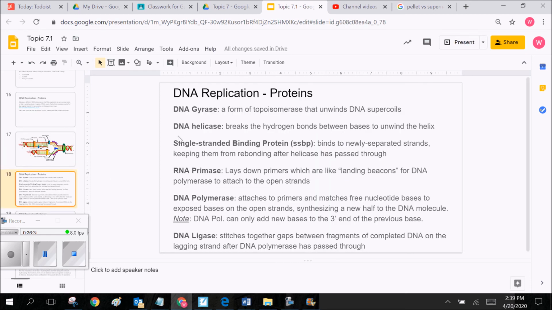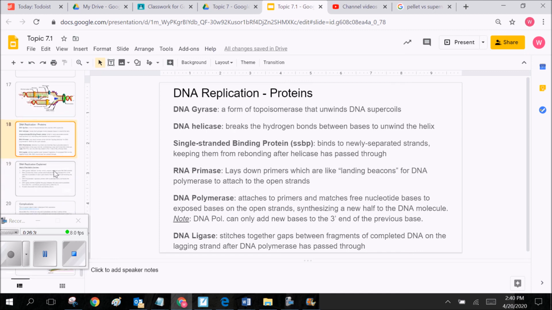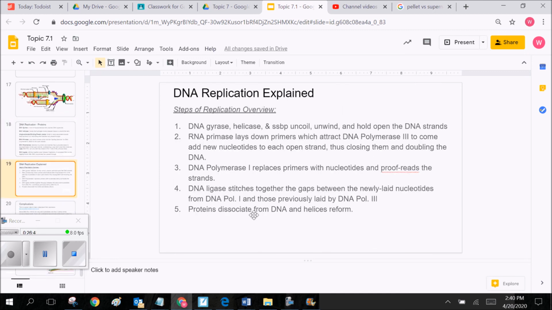So this is the process of DNA replication. Here are all the proteins involved and what they do. So I just talked about each one of these. I won't go into these any further, but you guys can look at it through the PowerPoint. And this is the steps that occur in order for this to form.